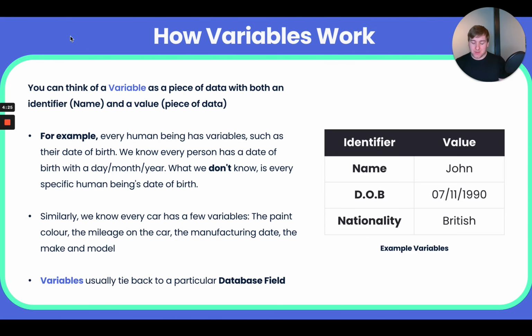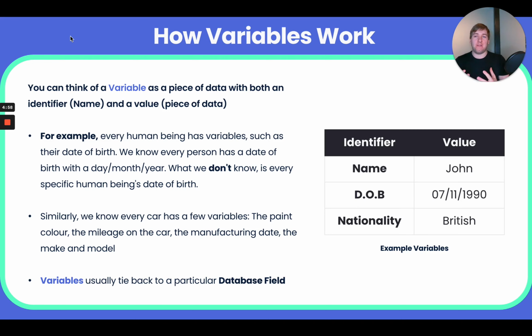So the best way to think about what a variable actually is: a piece of data that has an identifier. So what is it? What is the data? And then it has a value, as in, what is that data? What's it going to be? And the best example I can give, because this is a really tricky concept until you lay it out this way, is a name. Everyone knows what a name is. But if I meet somebody, I don't know their name until they tell me.